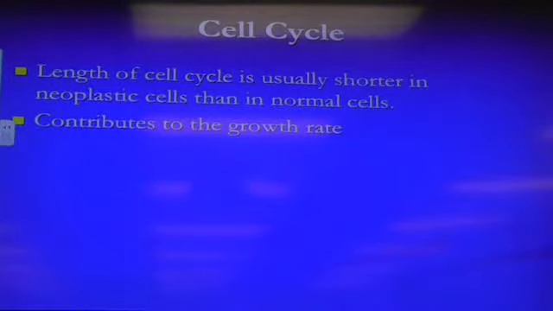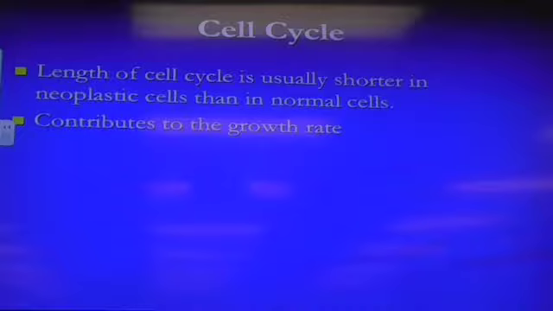The length of the cell cycle is shorter in neoplastic cells than it is in normal cells. Because in normal cells, they go through their checkpoints, they go through that G1 phase, kind of chill there, then they go on to the S, and so it takes its time. It does everything it's supposed to do. And then some of them will go out into the G0 phase, and then they may come back in if needed. So that's normal. But with the neoplastic cell, they just kind of speed through.